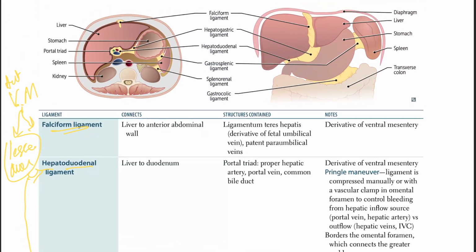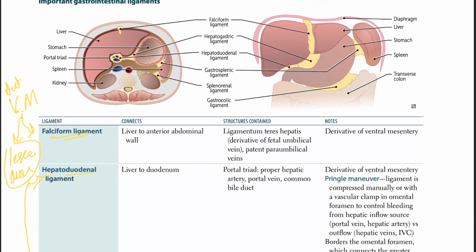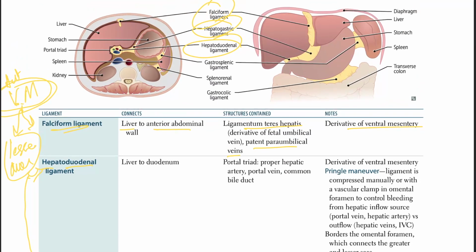Now coming back to what I just talked about, just look here: falciform ligament, hepatoduodenal, hepatogastric ligament. So what is falciform ligament? It attaches liver to the anterior abdominal wall. It contains the ligamentum teres hepatis, patent paraumbilical veins. It derives from the ventral mesentery. Great, that's easy to remember.